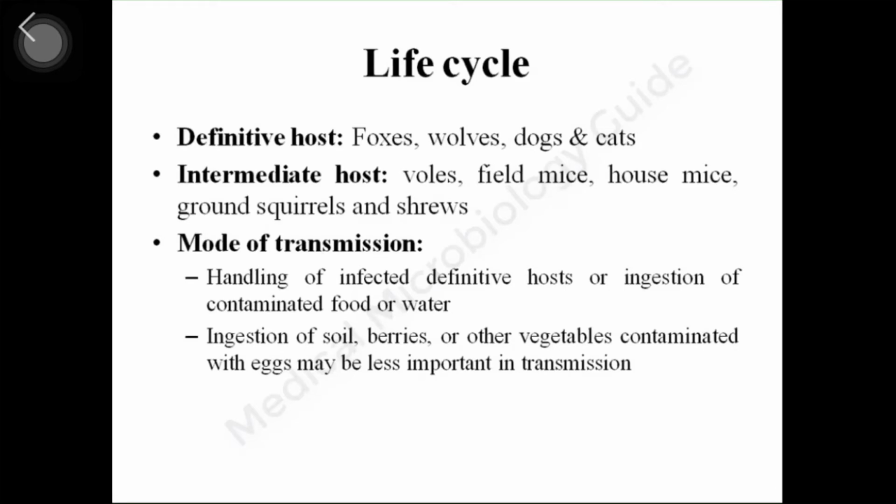The life cycle of Echinococcus multilocularis is complex, involving 2 hosts, the definitive host and the intermediate host. The definitive hosts are foxes, wolves, dogs, and cats. The intermediate hosts are the voles, field mice, house mice, ground squirrels, and shrews. The infection is transmitted by handling of infected definitive hosts or ingestion of contaminated food or water. Ingestion of soil, berries, or other vegetables contaminated with eggs may be less important in transmission.